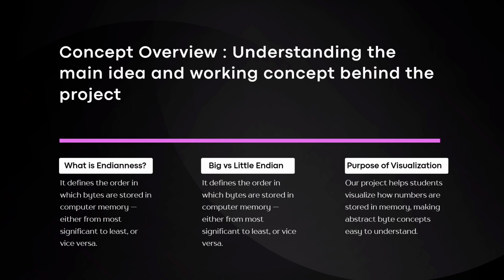Explaining the concept behind our Endianness visualizer. So, what is Endianness? It defines the order in which bytes are stored in memory. In Big Endian, the most significant byte, the big end, comes first. In Little Endian, it's the least significant byte. It may sound minor, but in computing, it can completely change how numbers are interpreted. Our visualizer makes this difference clear through color coded memory blocks, showing how the same number looks in both formats.